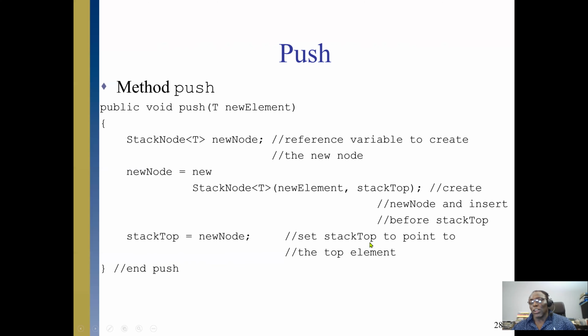So set the stack top to point to the top element, because again, when you put a new item in a stack, it has to be at the top. So that's why we set the new node to point, assign to the top. So that's it for the push operation. Create a new node and insert the new node at the top of the stack, or push it at the top of the stack.